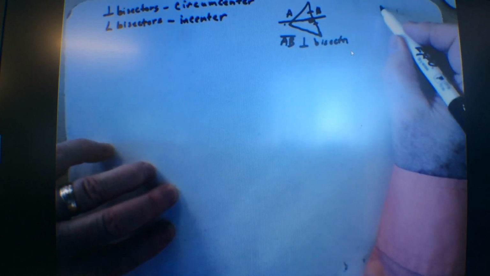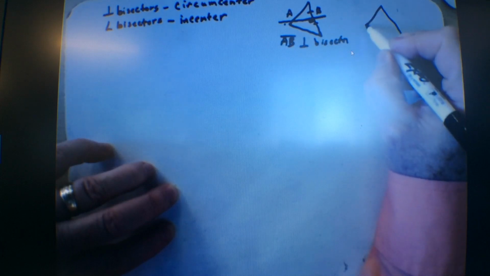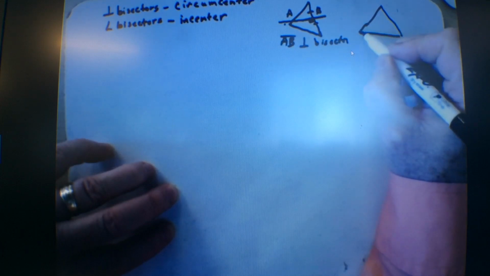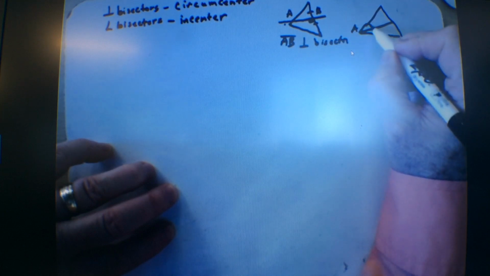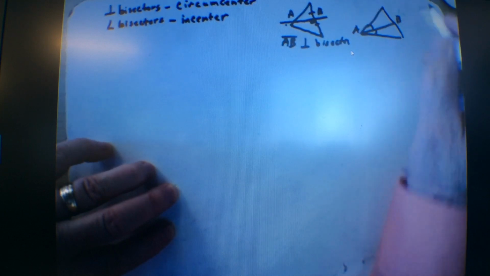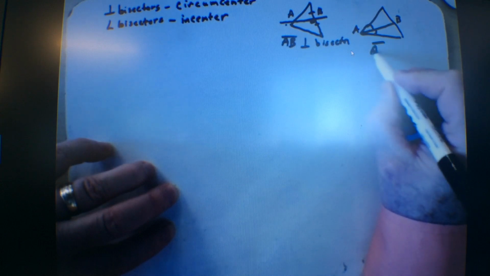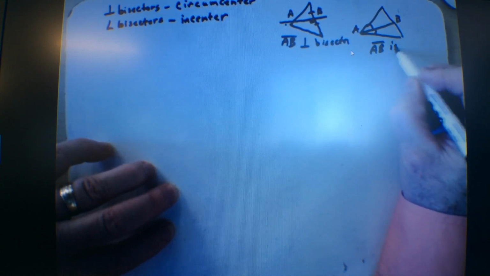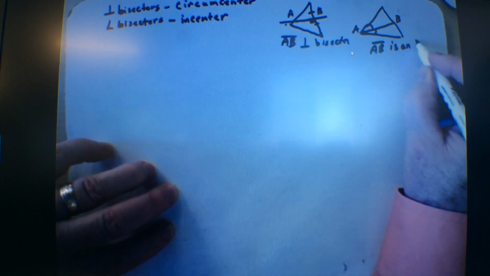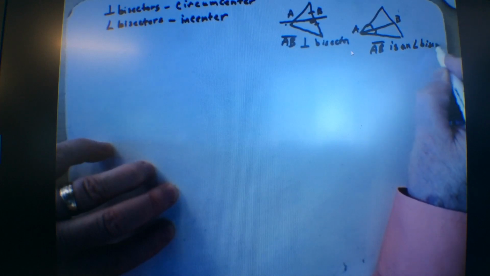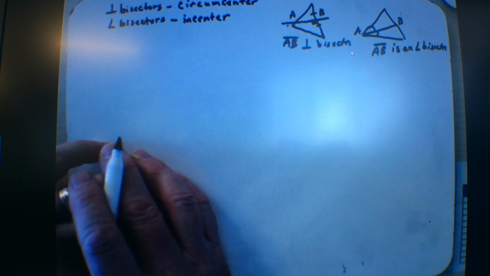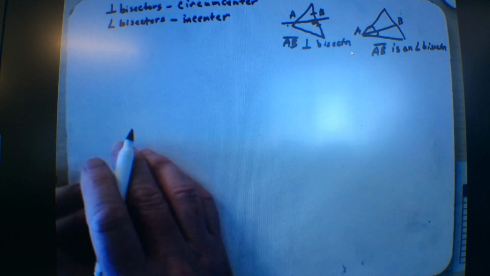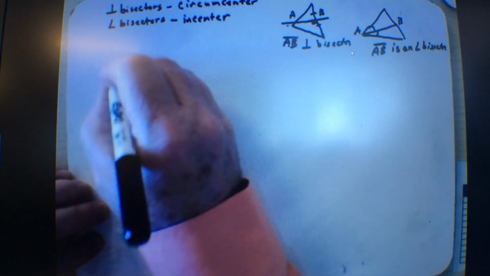Everybody understand? Now if I throw another triangle up there, it doesn't matter how the triangle is drawn, and I do this, and I mark this and this, this is marked, and this is AB, then line segment AB is a what? An angle bisector. Do you see the difference? Okay. All right. Because today we're going to talk about this word.